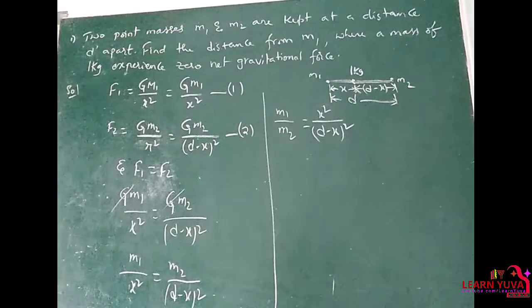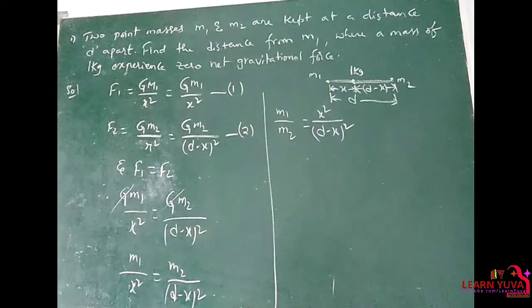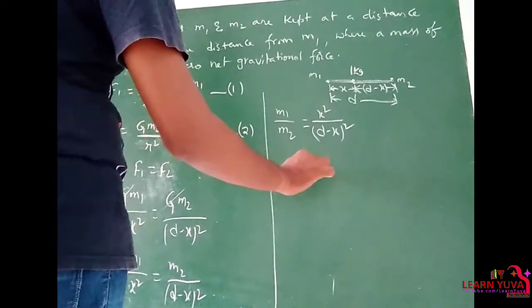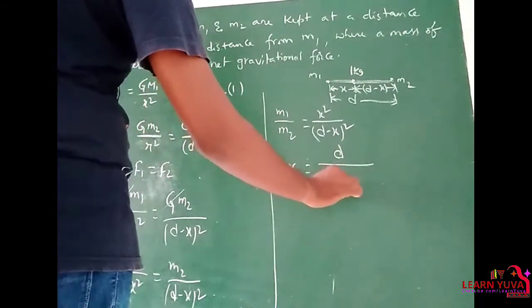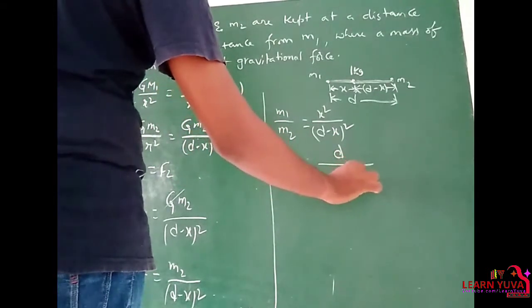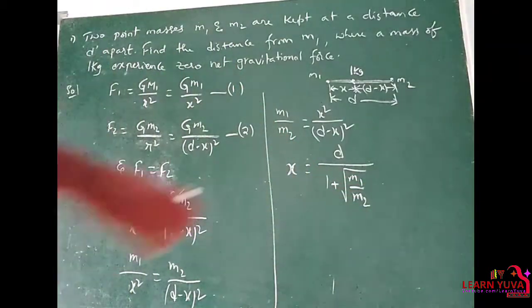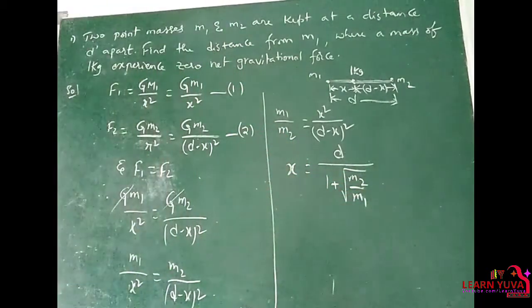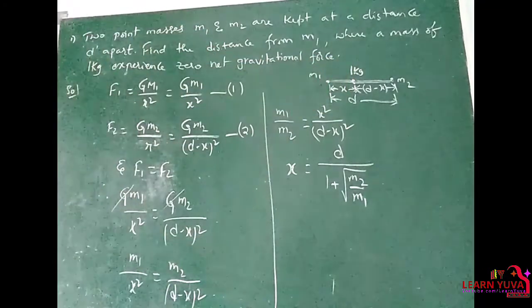I am directly placing that x value by rationalizing. You have to do some more calculation for this. So directly by rationalizing, x is equal to d by 1 plus square root of M2 by M1. So that is the final x value, that means from M1 to the 1 kg mass the distance is x.